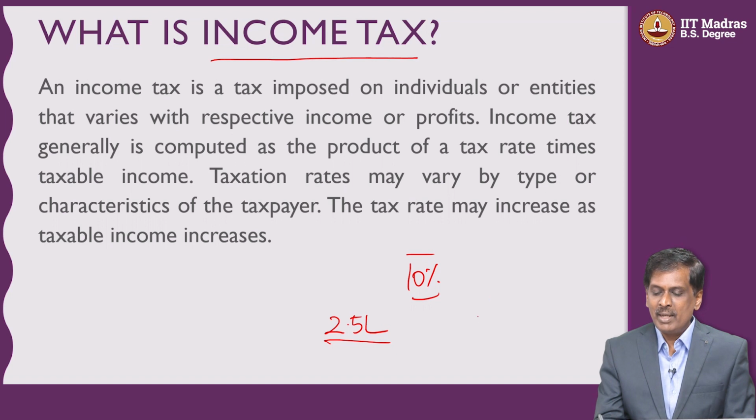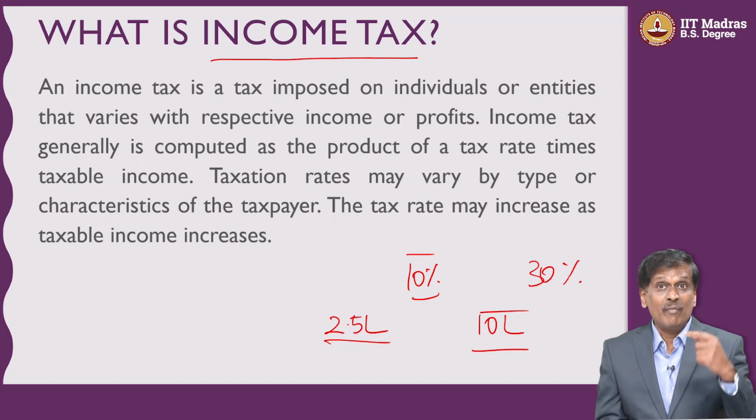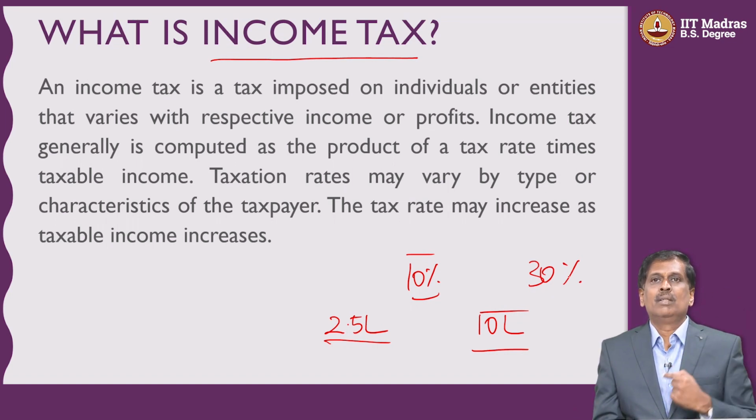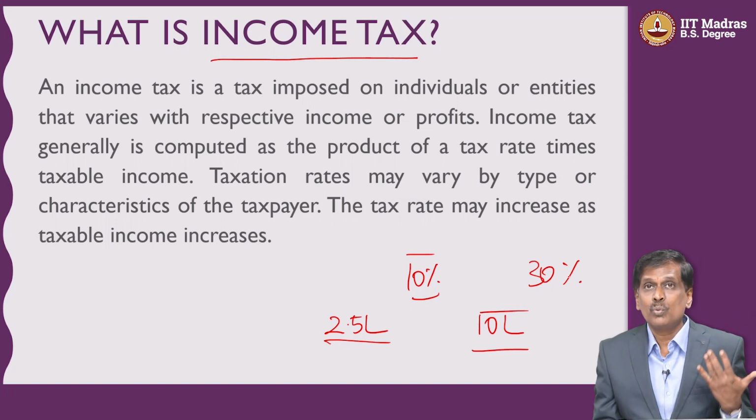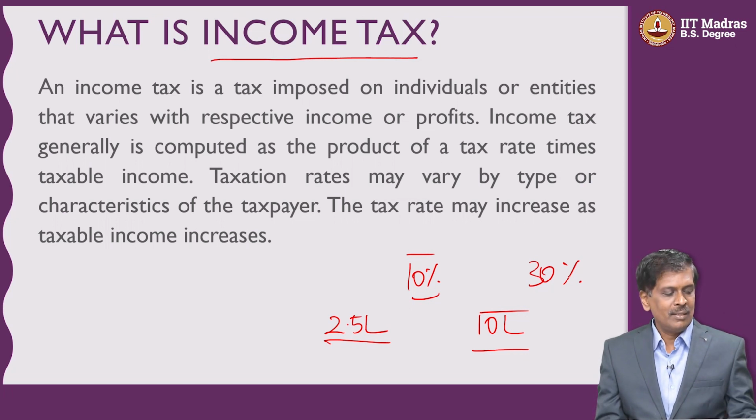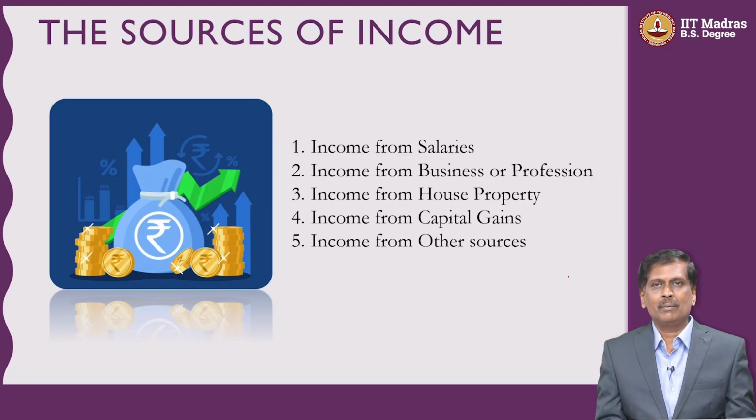And let's say you are making 10 lakhs of rupees. Beyond 10 lakhs of rupees, they say give me 30%. That means for every 1 rupee you make, give me 30 paise, which is absolutely fine. So this is what is called income tax. And this is the definition of income tax, which I don't want to go through. You can read the slide.